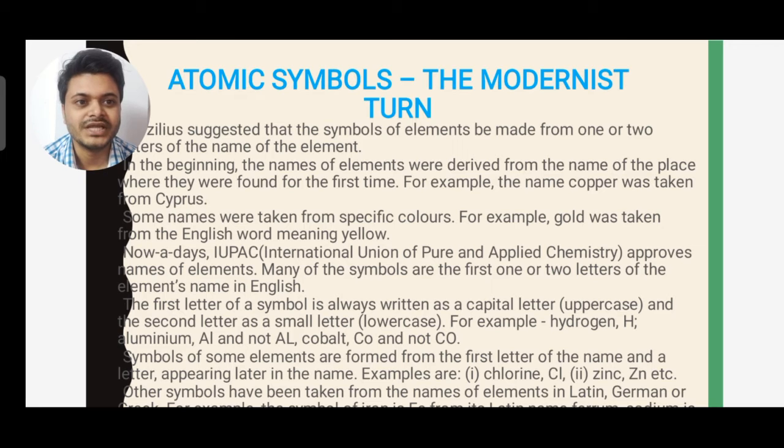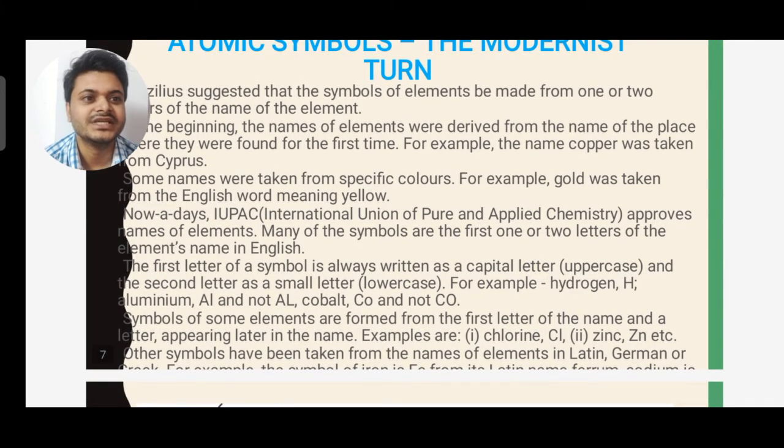Cobalt is Co, and not capital C capital O. You will write capital C and small o for cobalt. Symbols of some elements are formed from the first letter of the name and a letter appearing later in the name. Examples are chlorine, that is Cl, and zinc.